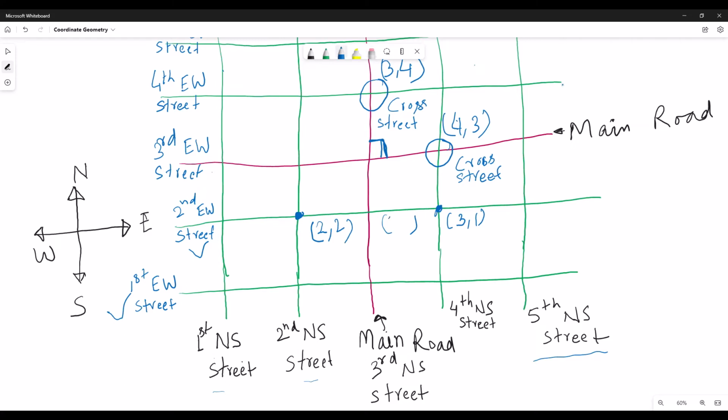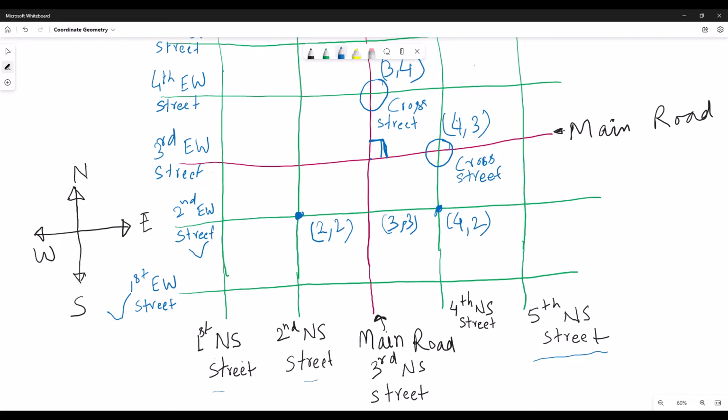The naming convention is like this. Here there is no 0, right? This is only the naming convention that we are following. Here there is no origin or something. We are not calling this point the origin, right? The naming convention says that the 2, 2 crossing will be the crossing of the second north-south street and the second east-west street.